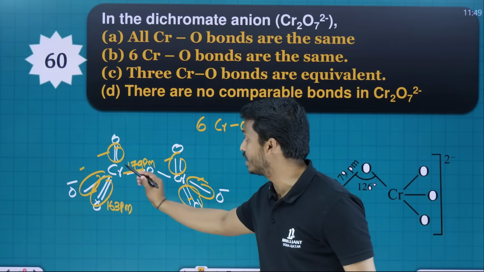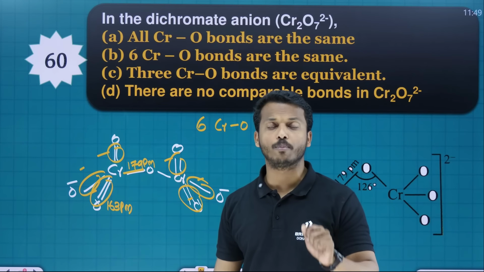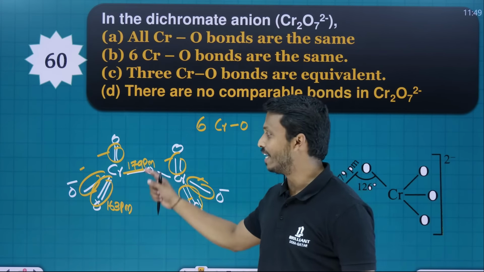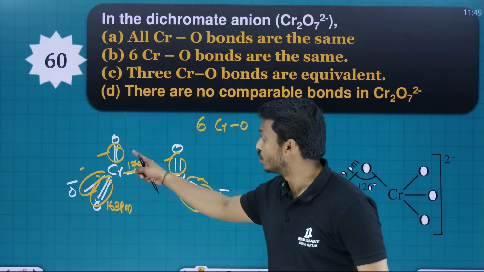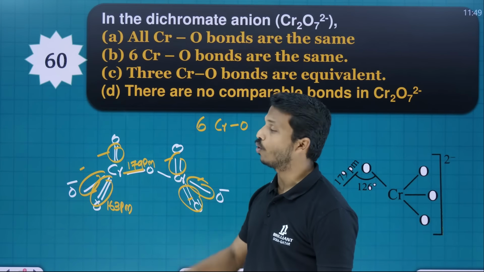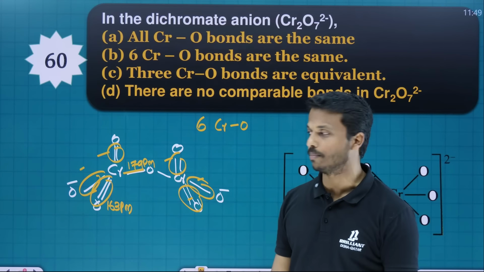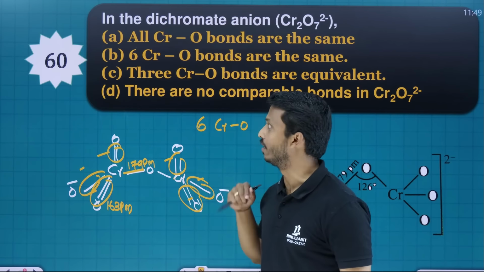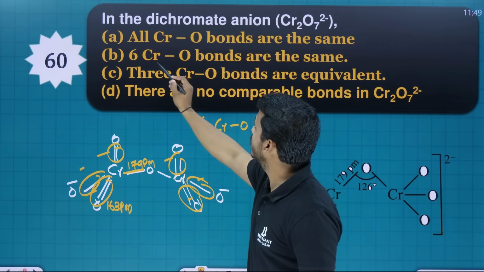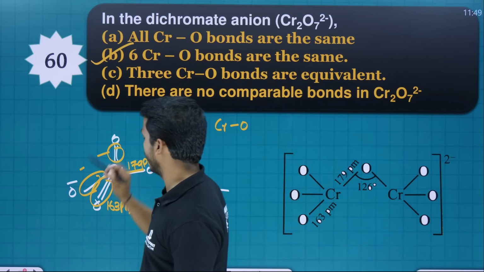So you may say, sir, this is a double bond and a single bond, right? How is their bond length the same? Here resonance is possible. In dichromate ion, resonance is there, so the double bond can be on any side. So all the 6 Cr-O bonds are similar, but the bridged ones are different in length. So we can say all Cr-O bonds are not the same, but the 6 Cr-O bonds are the same in length.